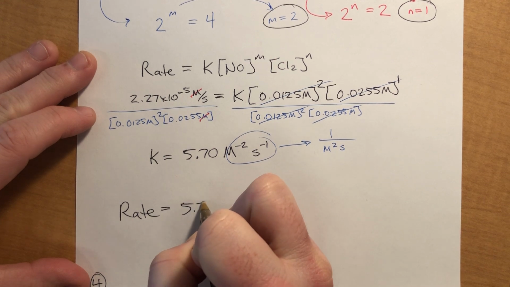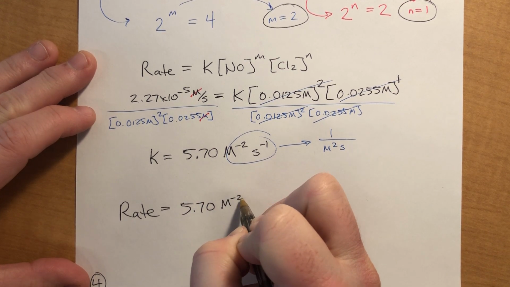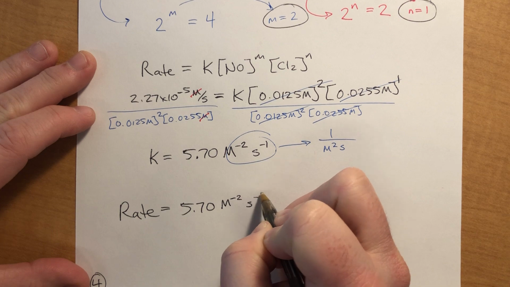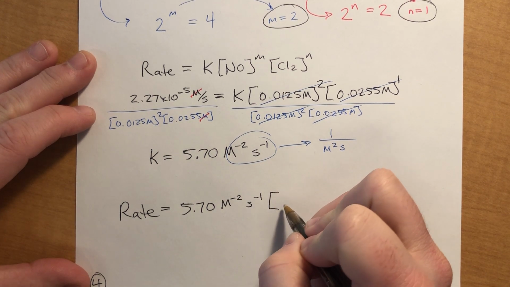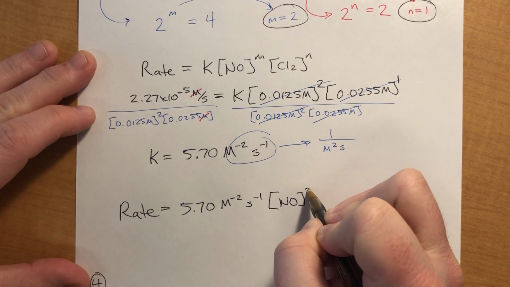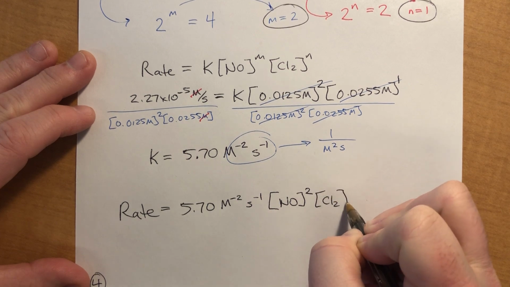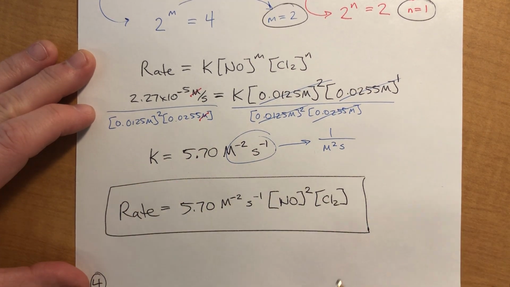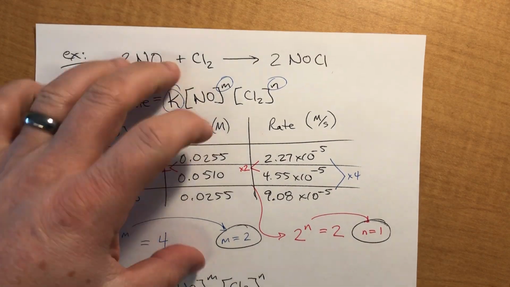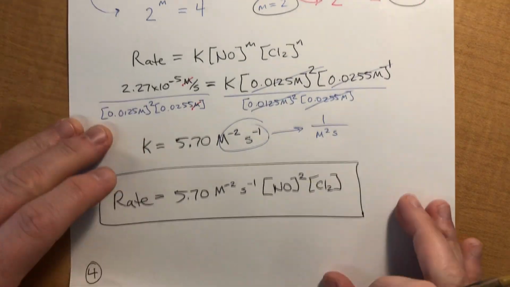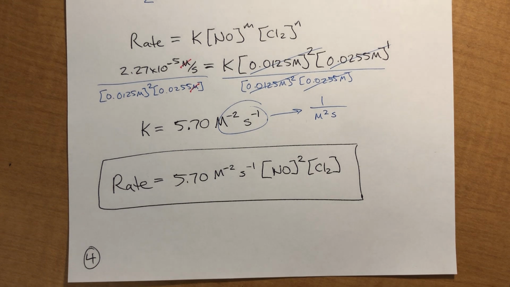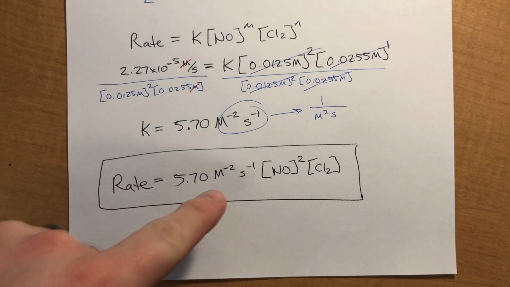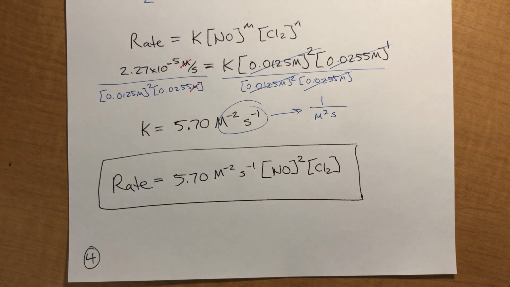So, we solved for k, so we're going to plug that in. Inverse molar squared, inverse seconds, times concentration of NO squared times concentration of Cl2. This is our rate law for this reaction with this set of data. Okay, so for these problems, I would have to give you data to work with. Okay, so real fast, let's try an example just to see how to apply this to something. Now that we've got this rate law, what do we do with it?